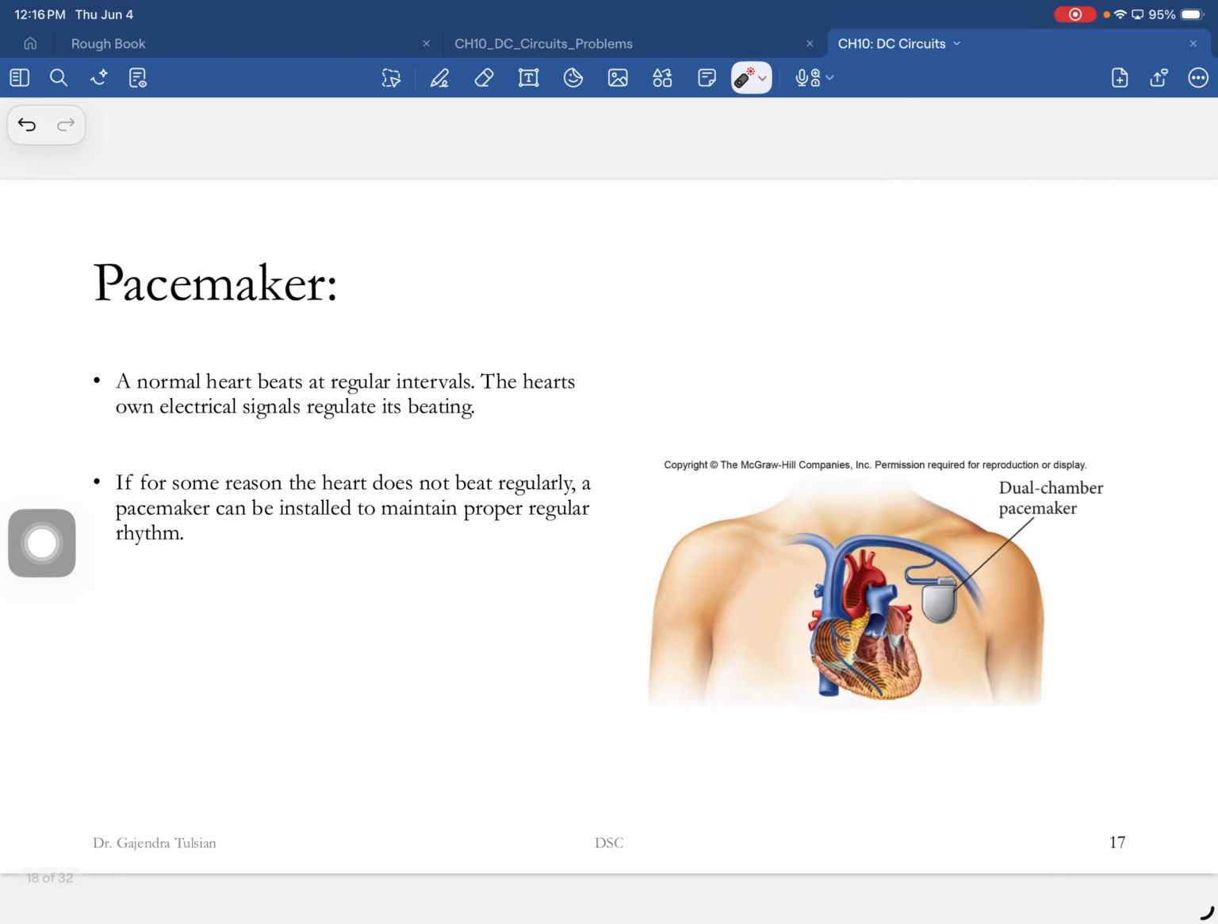All right, now let's look at a couple of applications. A pacemaker: a normal heart beats at regular intervals. The heart's own electrical signal regulates its beating. So you have a timing device which makes your heart beat at a regular interval. If that timing device goes bad, and for some reason the heart does not beat regularly, a pacemaker can be installed to maintain proper regular rhythm.